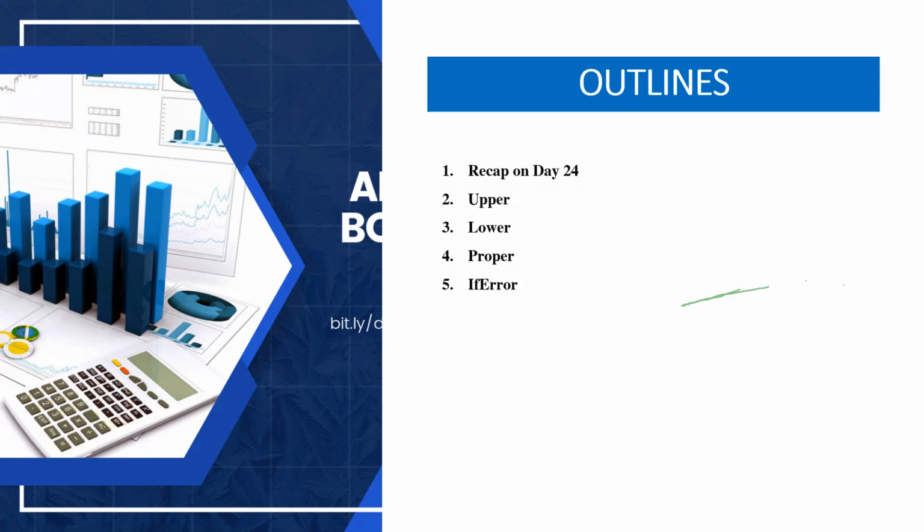That is alphabetical letters, so it has to do with qualitative data. The lower will help you to make everything in small letter, that is, to make it lowercase. Then we have the proper. Proper is a way of making the characters to be in a proper way.